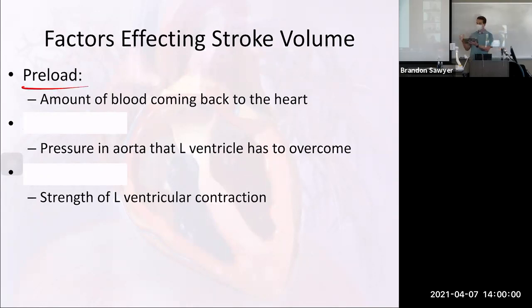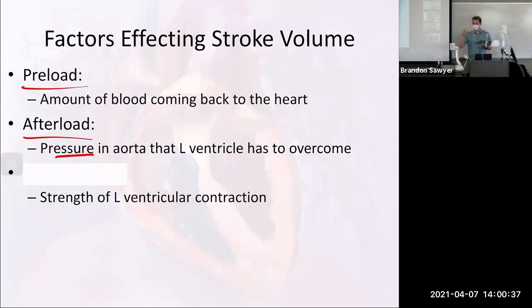Okay. So how much blood is coming back to the heart? Okay. So that makes sense. So that's going to be partially determining how much blood comes out is how much blood we started with, right? Secondly, it's this concept called afterload. Okay. And afterload is not the blood left over in the heart after contraction. A lot of people think that because they jump right from preload being the heart and the blood before contraction. Afterload is not the blood in the heart after contraction. Afterload is the pressure that the heart has to overcome to open up that aortic valve.